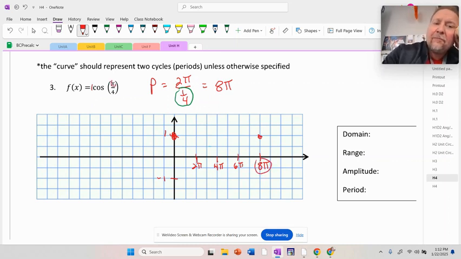What happens when I plug in 8 pi in for x? What's 8 pi divided by 4? 2 pi. What's the cosine of 2 pi? 1. What's 4 pi divided by 4? Pi. What's the cosine of pi? -1. What's 6 pi divided by 4? 3 pi over 2. What's cosine of 3 pi over 2? 0. What's 2 pi over 4? Pi over 2. What's cosine of pi over 2? 0. Right? So this is why this works.